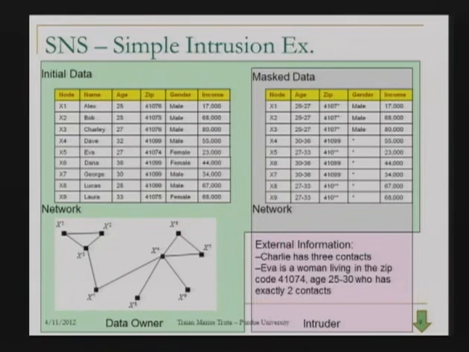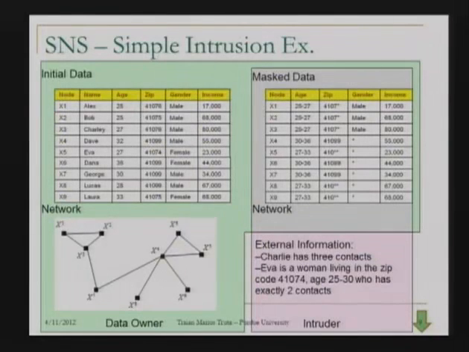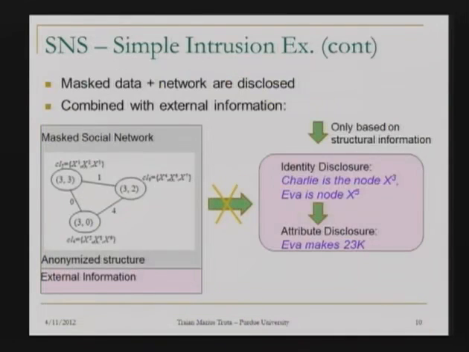Having this information about Charlie and Eva reveals something about their network structure. Charlie has 3 contacts. That means Charlie can be only X3 if you look at the network, because the only node with 3 contacts is X3. Eva has 2 contacts. Eva can be X1, X2, X5, or X6. But going now to the profile, we can still reveal more about Eva, because we have already limited our search to those individuals with two neighbors, or 2 contacts.